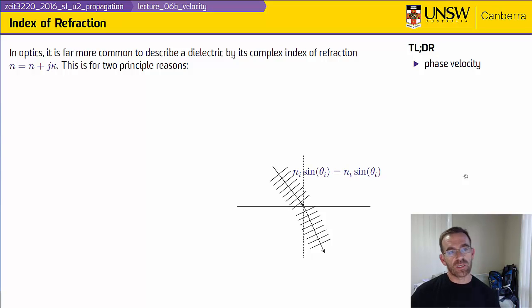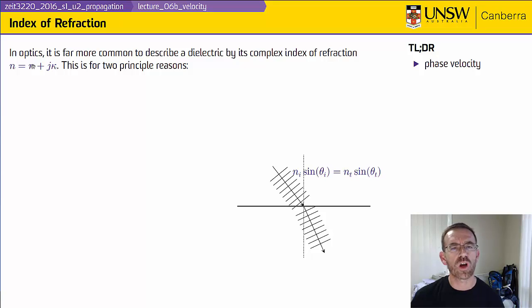Index of refraction is the terminology that's used to describe dielectrics when you're dealing with optical wave propagation. There are some fundamental differences between optics and RF, and I'm not going to go into them in this lecture. But we tend to describe materials by their index, n, and we're kind of sloppy. We'll use n interchangeably to mean the index of refraction or the real part of the index of refraction.